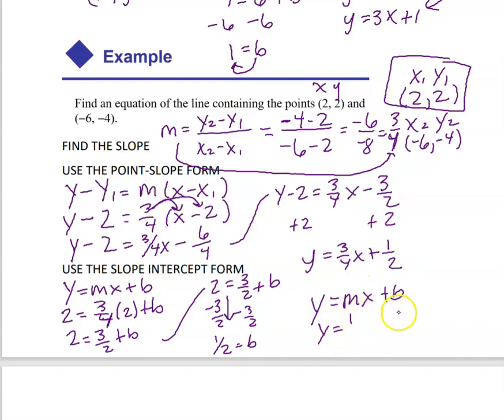Y equals 3 over 4. I'm getting that because that's my slope, and I found that in the beginning. And then plus 1/2 because that's my y-intercept that I just found.